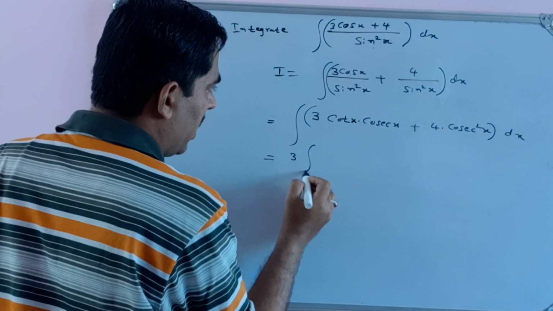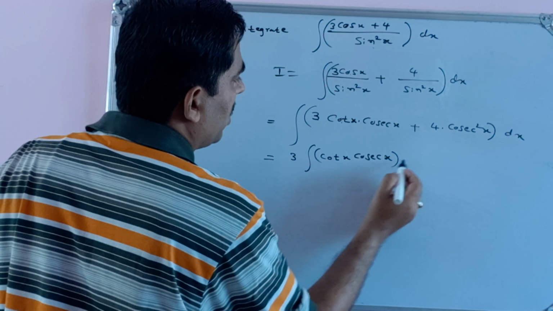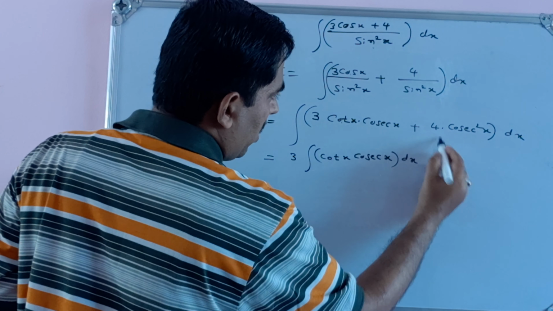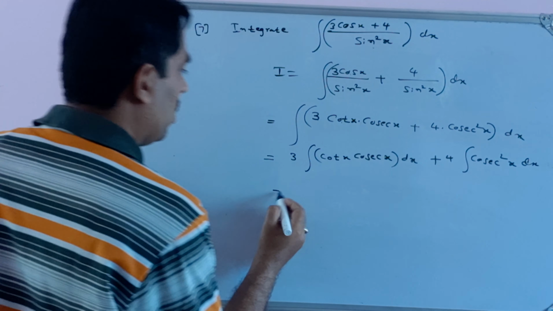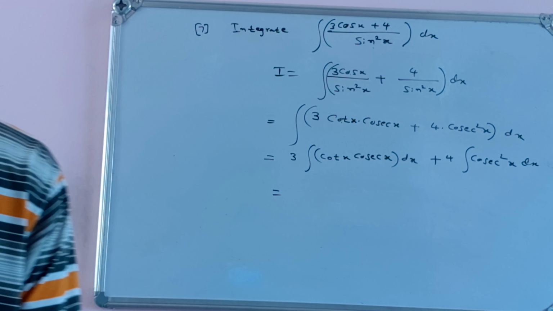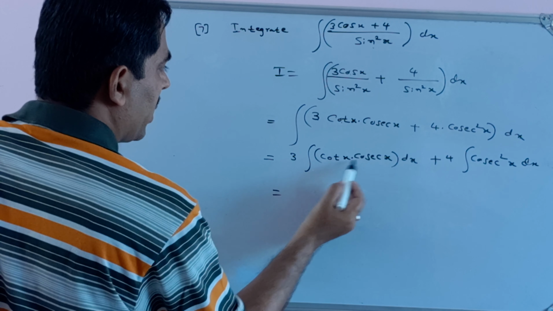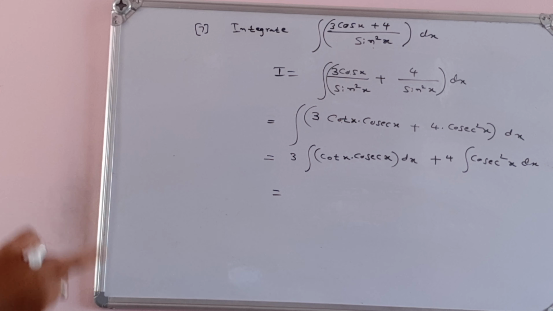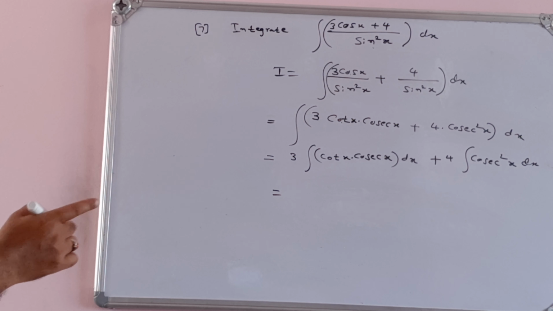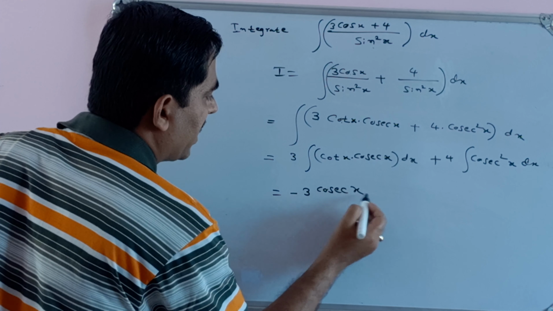So this 3 I will write outside: integration of cot x into cosecant x with respect to x, plus 4 outside, integration of cosecant square x with respect to x. Now we can make use of the formula. Integration of cot x into cosecant x, what is the formula? Integration of cot x into cosecant x is minus cosecant x. That minus comes here, minus cosecant x.